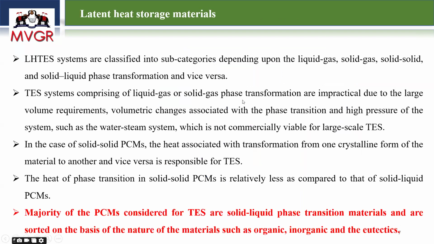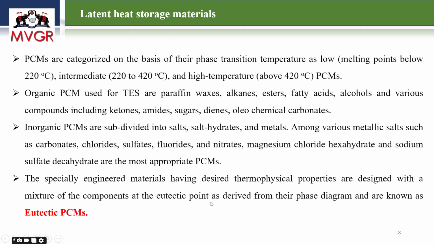The majority of PCMs considered for thermal energy storage systems are solid to liquid phase change materials only. These solid to liquid phase change materials are again classified based on temperature. We can classify low temperature applications as those with melting point temperature below 220 degrees. Examples of such materials are paraffin wax and some kinds of salts.